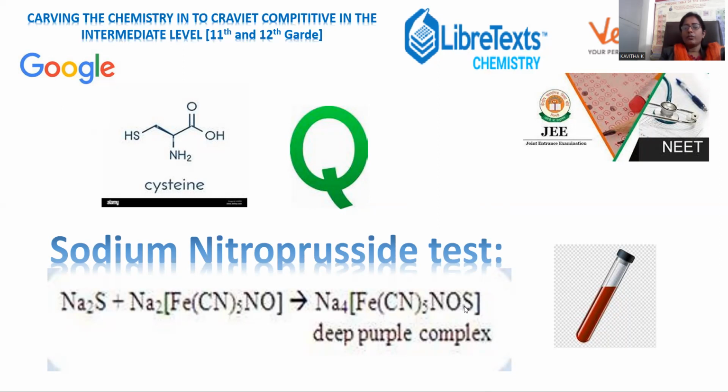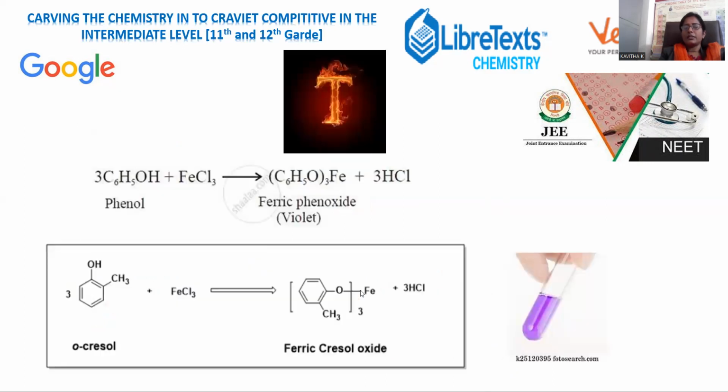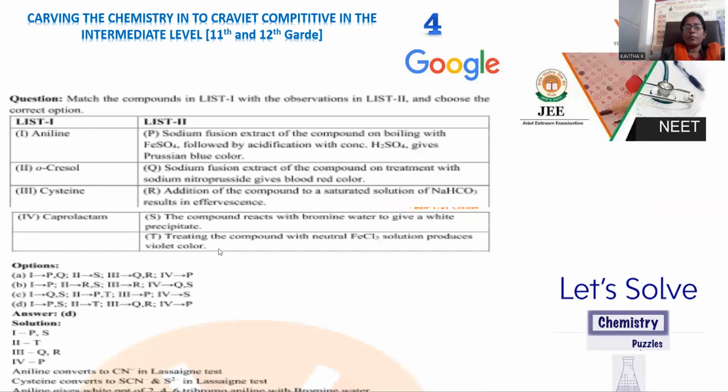NO is converted into NOS. Whenever NOS is formed, a deep blood red color solution will be generated. This is cysteine upon treating with sodium nitroprusside. The only change you can notice is NO is turned into NOS because it will abstract the sulfur from that compound. So initially, if the compound is purple color, after treating with this one, it will turn into a blood red color. That is the identification of sulfur presence in the compound. Okay, that is about Q. What does Q say? Sodium fusion extract upon treating with sodium nitroprusside gives the blood red color. We perfectly got it. And move on to R.